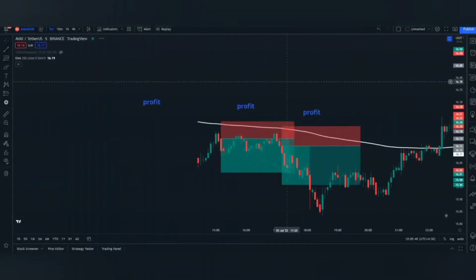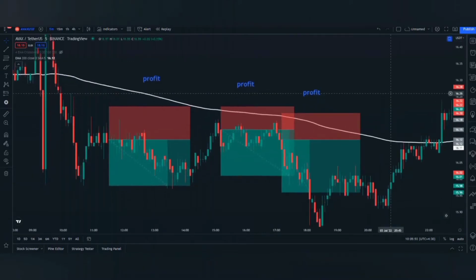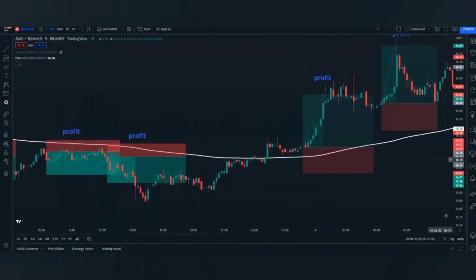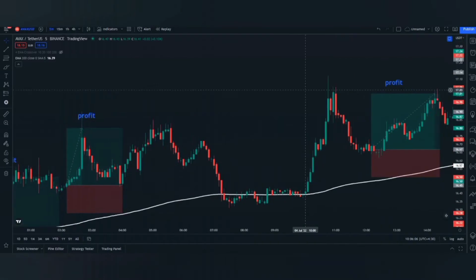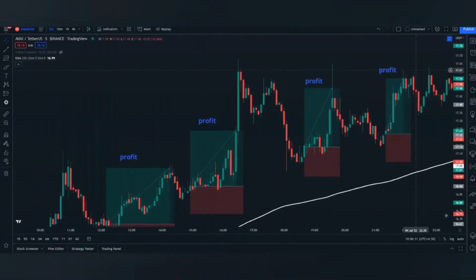Hello everyone, I came back today with a best strategy. This strategy was just added in TradingView and you can scalp in the 5-minute time frame and get more profit from your trade with this strategy. This strategy is very simple and it has a 95% win rate.